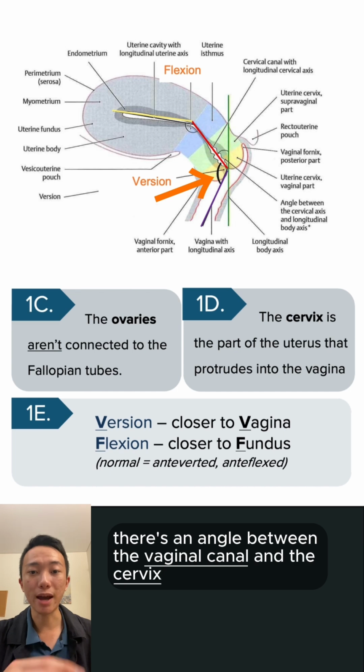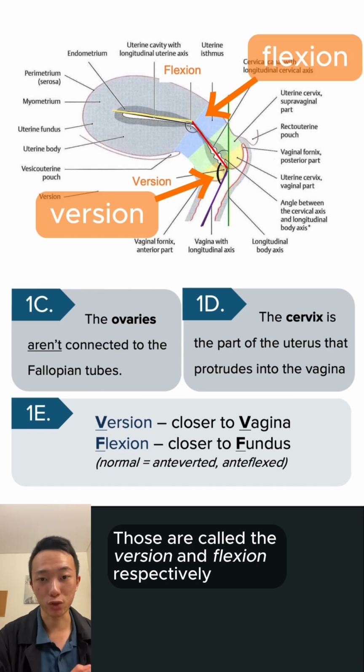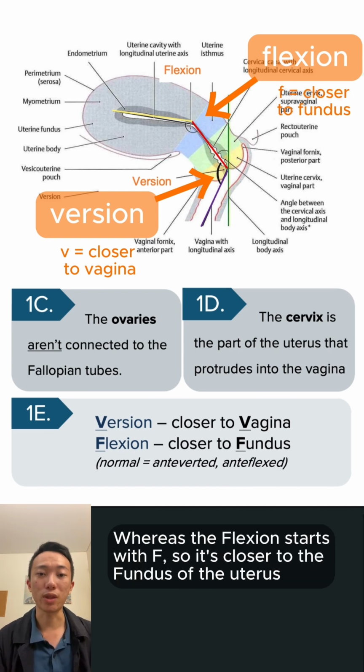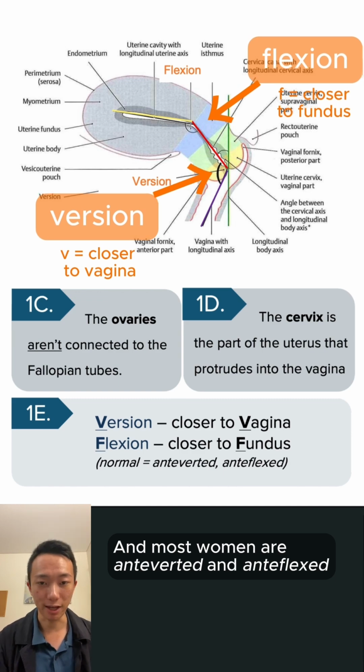And lastly, you note on this diagram that there is a bit of an angle between the vaginal canal and the cervix, and another angle between the cervix and the body of the uterus. Those are called the version and the flexion, respectively. The way I remember that, version starts with a V, so it's closer to the vagina, whereas flexion starts with F, so it's closer to the fundus of the uterus. And most women are anteverted and anteflexed.